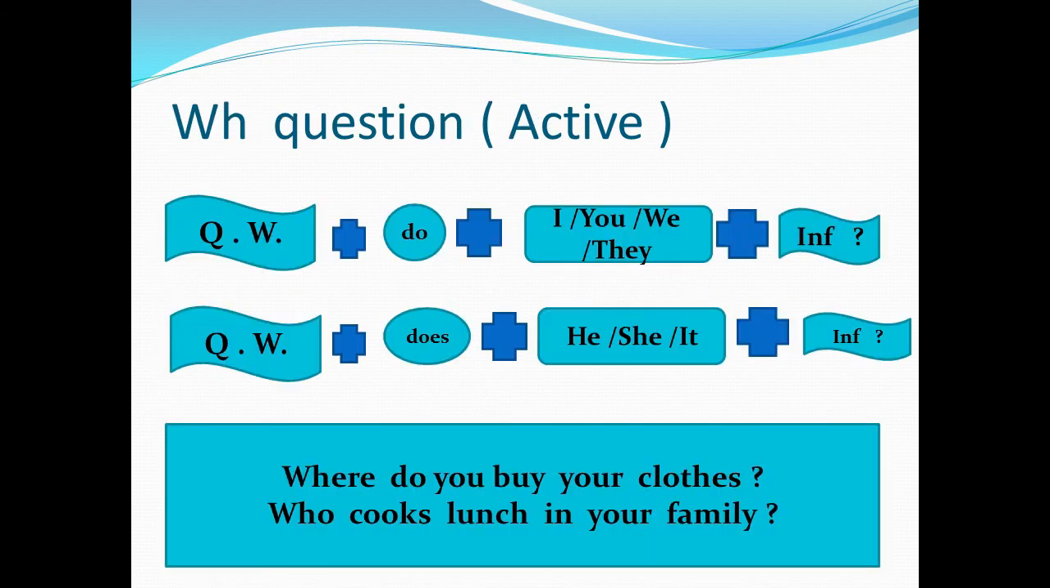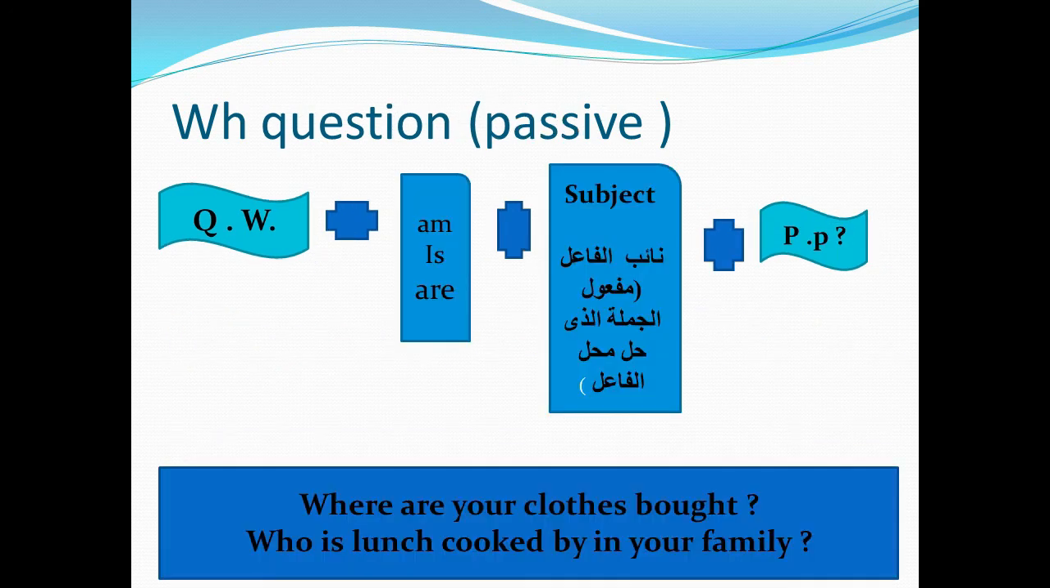And now with WH questions, we add WH word, do or does, subject plus infinitive. Like, where do you buy your clothes? Who cooks lunch in your family? And in the passive form, we add WH word, am, is, are, plus object plus past participle. Where are your clothes bought? Who is lunch cooked by in your family?